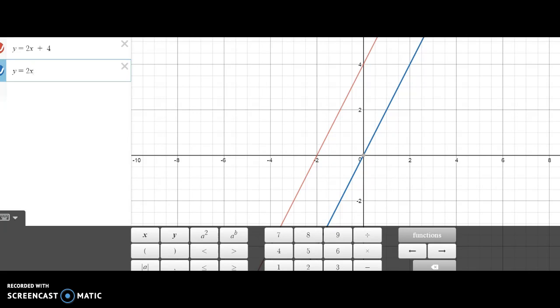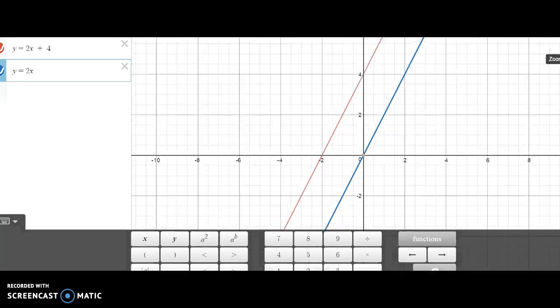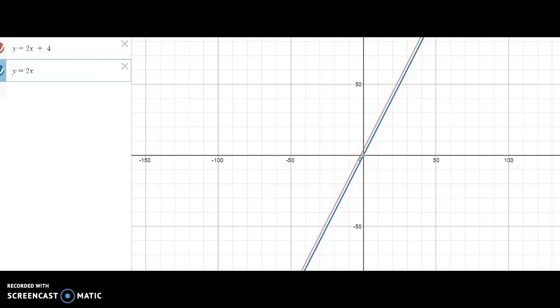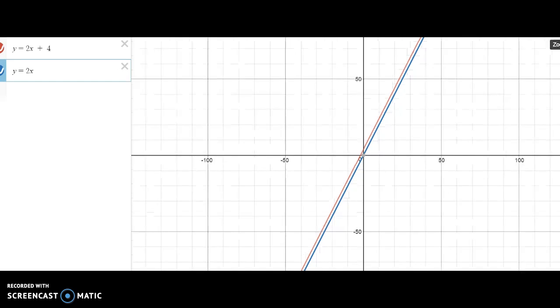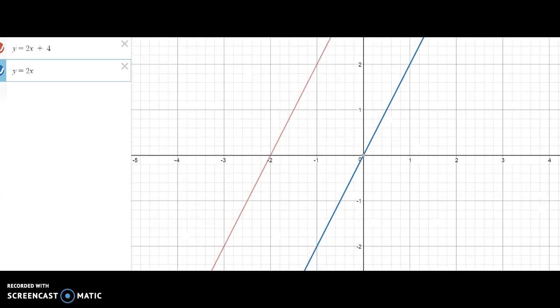These lines are parallel. In other words, they're never going to touch. So even if I zoom out, they're going to go infinitely without ever crossing. If you look over to the left of the screen, you can see y equals 2x plus 4, y is equal to 2x plus 0. The slopes are the same. They're rising the same amount, they're running the same amount. They're never going to touch. They're parallel lines. So all lines that are parallel have the same slopes.